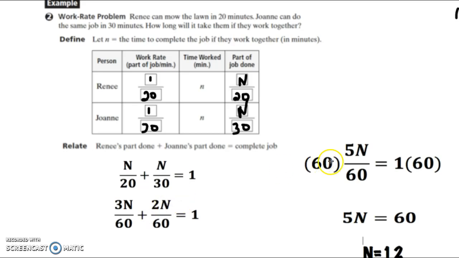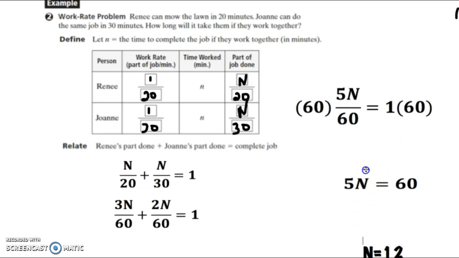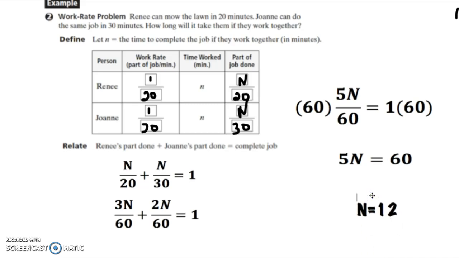Now, in this case, I'm going to multiply both sides by 60, and we see that over here. And we're left with then, after we add our numerators, 5n equals 60, and therefore n equals 12. Now, we don't have a variable in the denominator, so we really don't have any values that are going to give us an extraneous or no solution. So it's going to take the ladies working together 12 minutes.